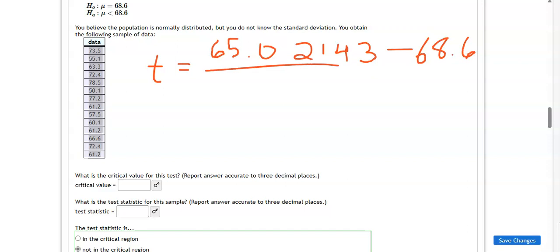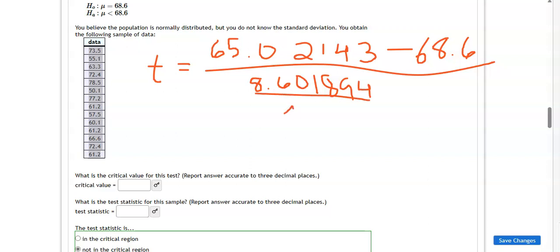And then on the bottom, our standard deviation was 8.601894. And I want to divide that by the square root of our sample size, and there were 14 in our sample. And make sure: 1, 2, 3, 4, 5, 6, 7, 8, 9, 10, 11, 12, 13, 14. Okay, so let's do that calculation, and that will give us our test statistic.